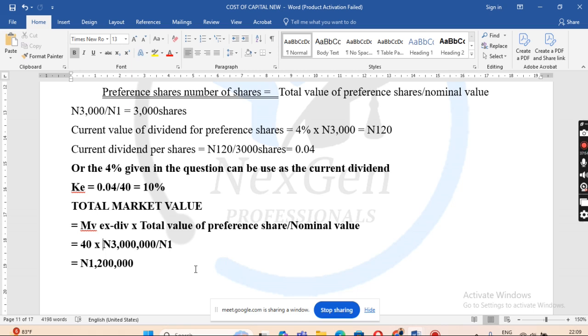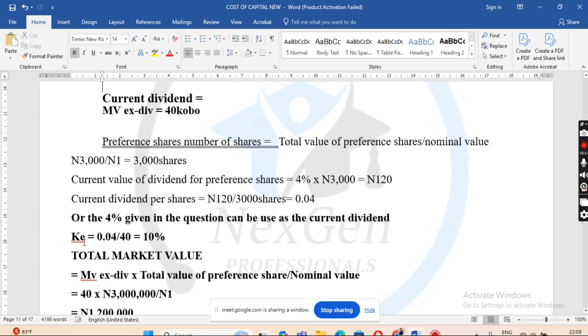Because you say 3 million divided by 1 naira, we give you 3 million shares. 3 million shares times the naira per unit, right? So you're supposed to divide this 40 kobo by 100, and we give you the naira. Then you can now multiply. Class, are we still together?